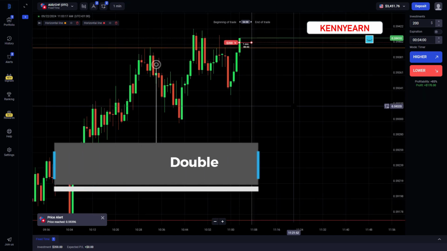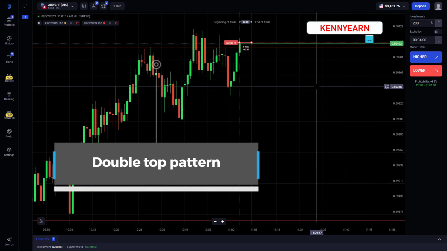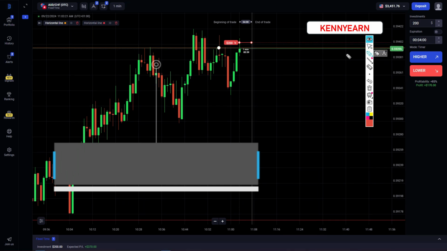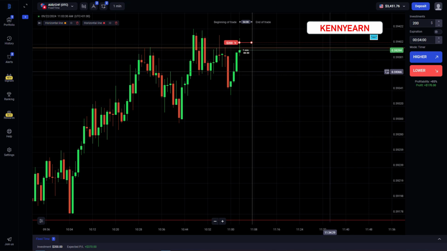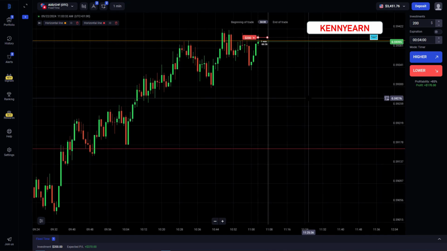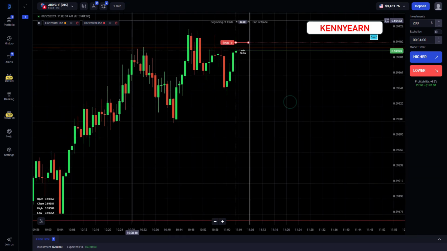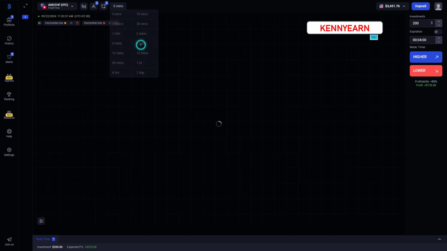All right, so I took a lower option here because of the formation here. You can see the double top pattern is a sign of reversal. That means the market is going to be selling, giving us lower lows and lower highs. So that's why I took a lower option.